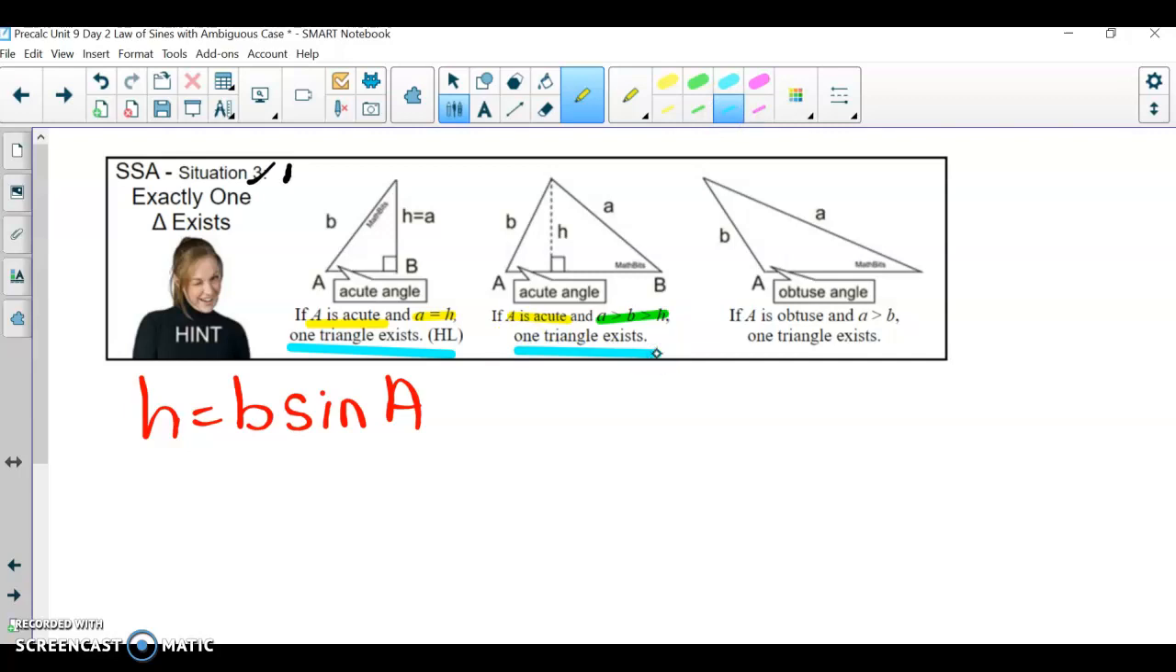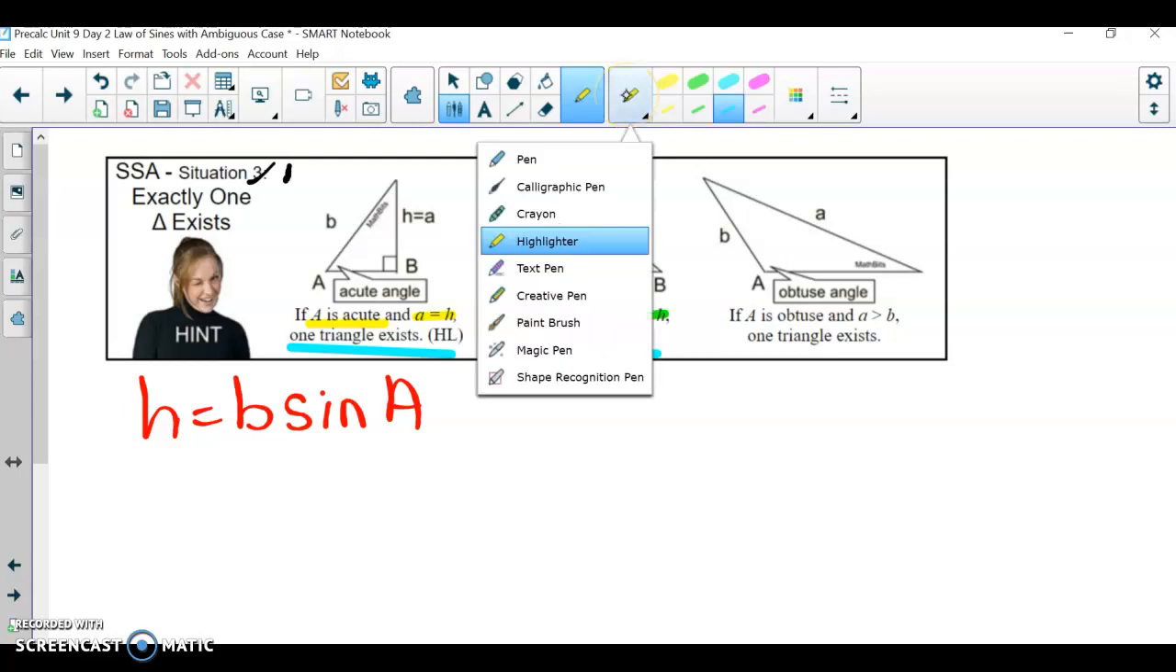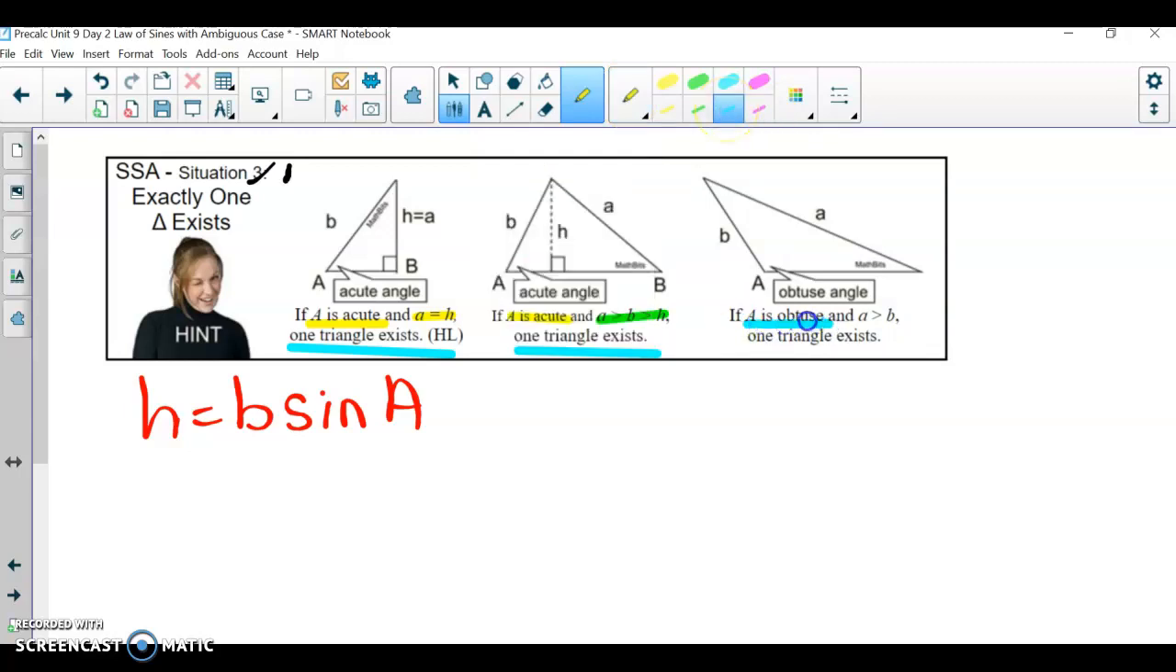And our third case is when A is obtuse. Do you guys remember what obtuse means? Obtuse is when it's greater than 90. So acute is less than 90, obtuse is greater than 90. Now, if it's more than 180, can I have that? No, I cannot. And so I have A is obtuse and A is greater than B. So those are the 3 cases. You can pause the video and take notes of this so you can write them down. But this is for one triangle existing.